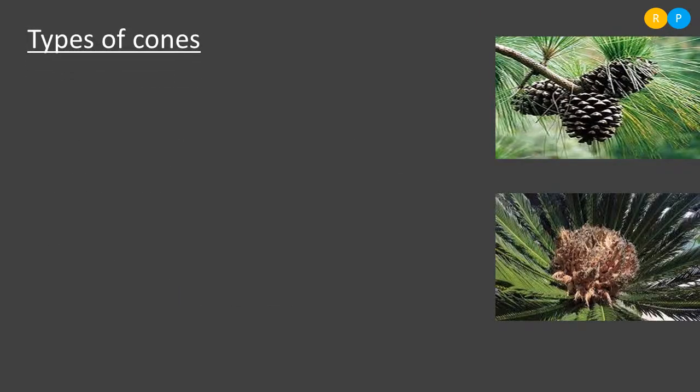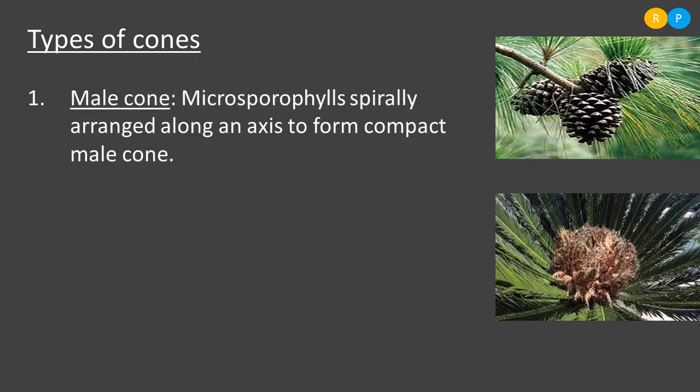There are two types of cones we can see here. The first diagram I have displayed here is the male cone in the pinus plant, and the second diagram is the female cone of the cycas plant. So male and female cones are the two types of cones that can be seen in gymnosperms.